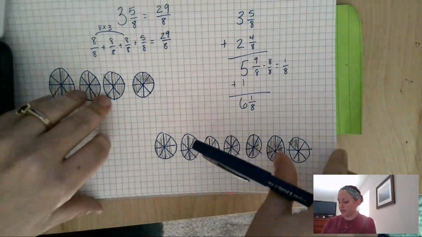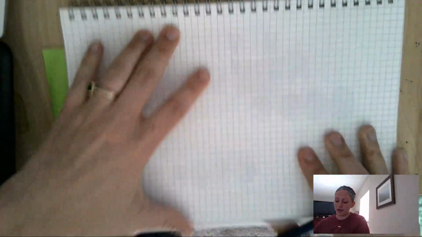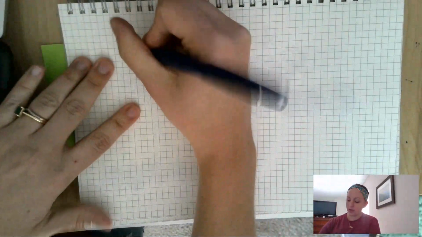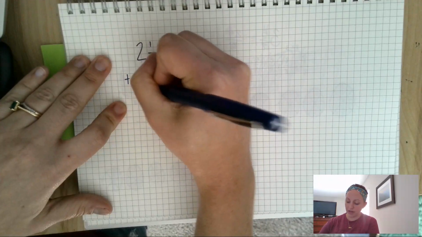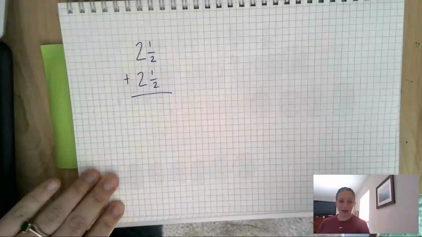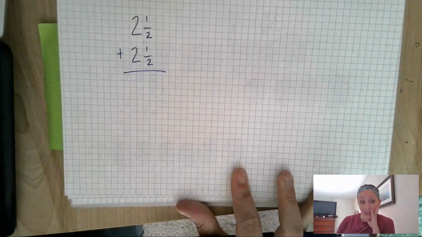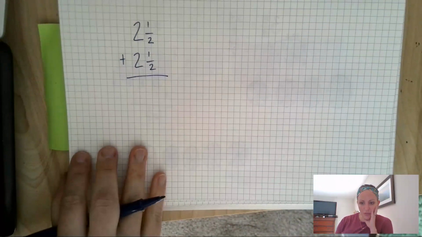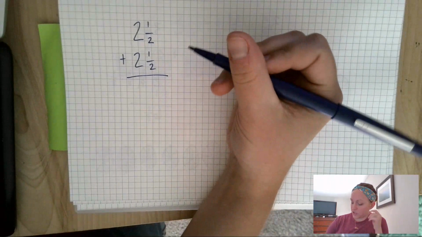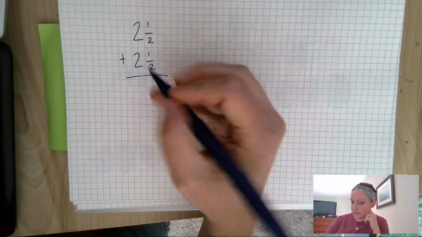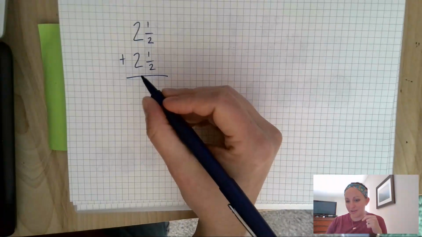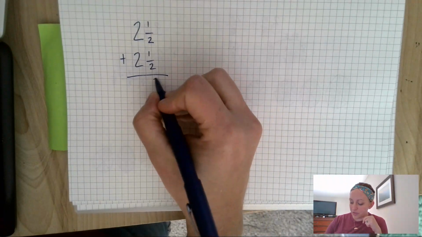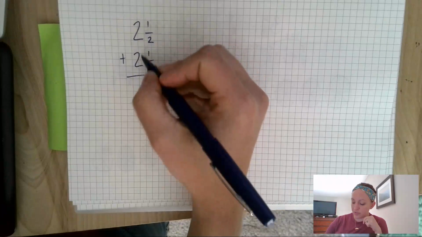All right, let's look at one more example of that. All right, let's say we have 2 1/2 plus 2 1/2. Okay, now you may be able to regroup this one super fast, but let's just add it. 1/2 plus 1/2 equals 1 whole, right? It does, but we're gonna just write it here, 2 over 2, and then 2 plus 2 is 4.